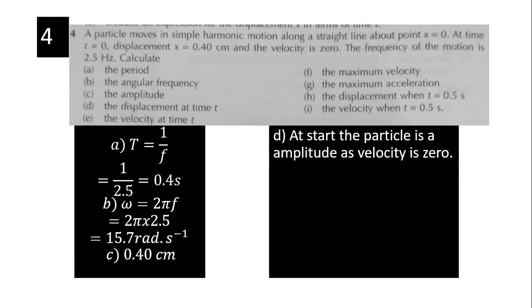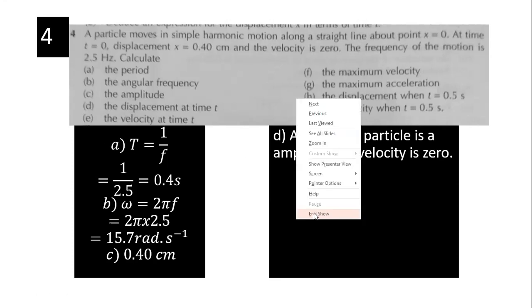At start, the particle is at A, right? Is at an amplitude. At start, the particle is at amplitude as the velocity is 0. So that's your displacement.